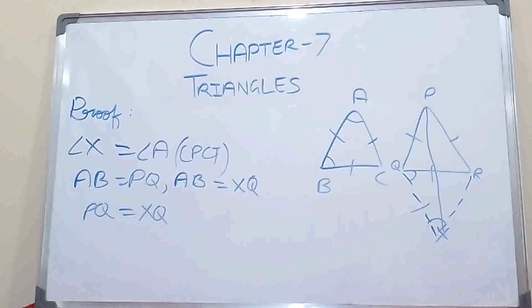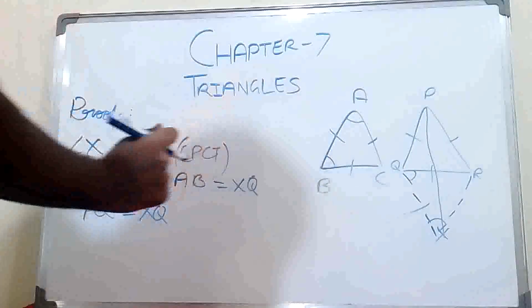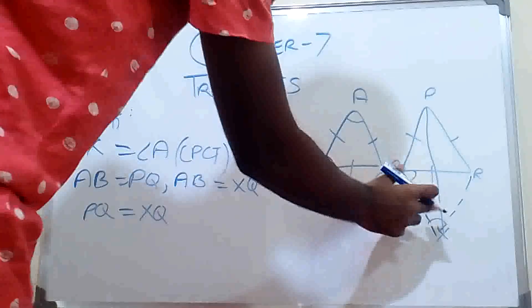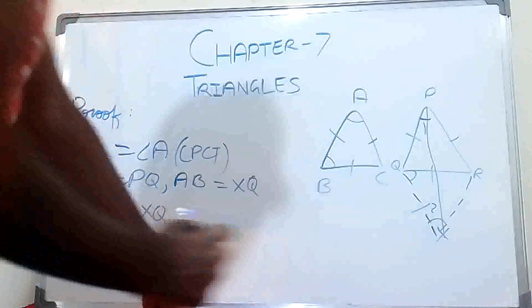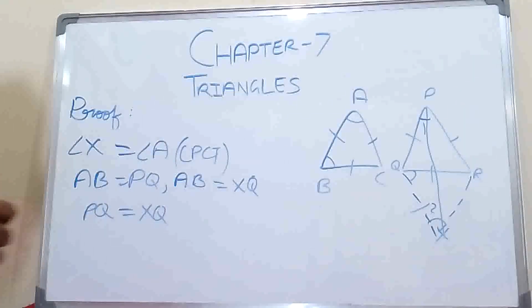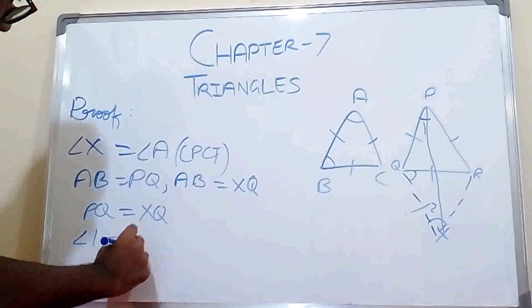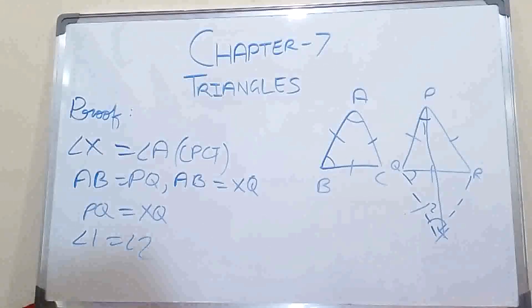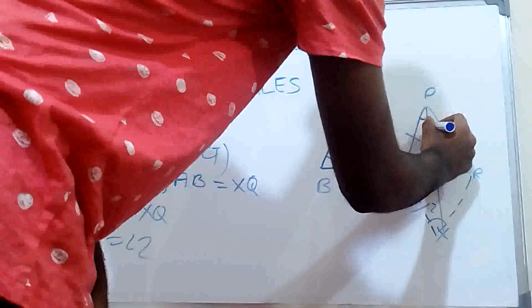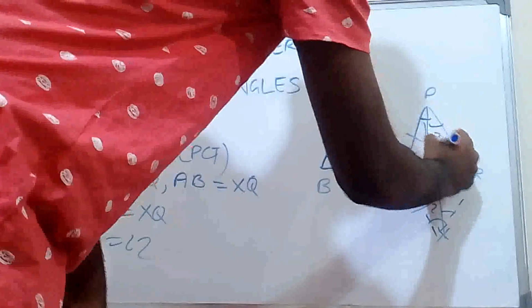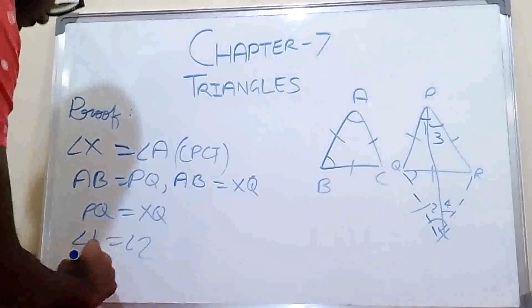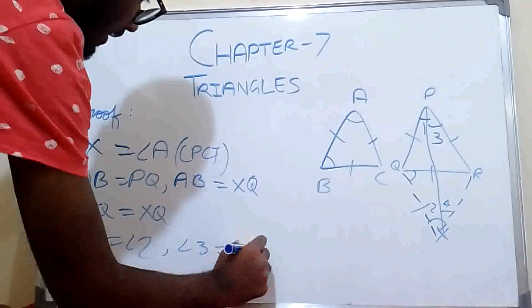Previously I had told you that angles opposite to equal sides are equal. So these two are equal sides, and the angles opposite are going to be this and this. Let me write this as angle 1, and this is angle 2. So we can write that angle 1 is equal to angle 2. If it is like that, then even this angle and this angle will be equal. Similarly, we can write that angle 3 is equal to angle 4.